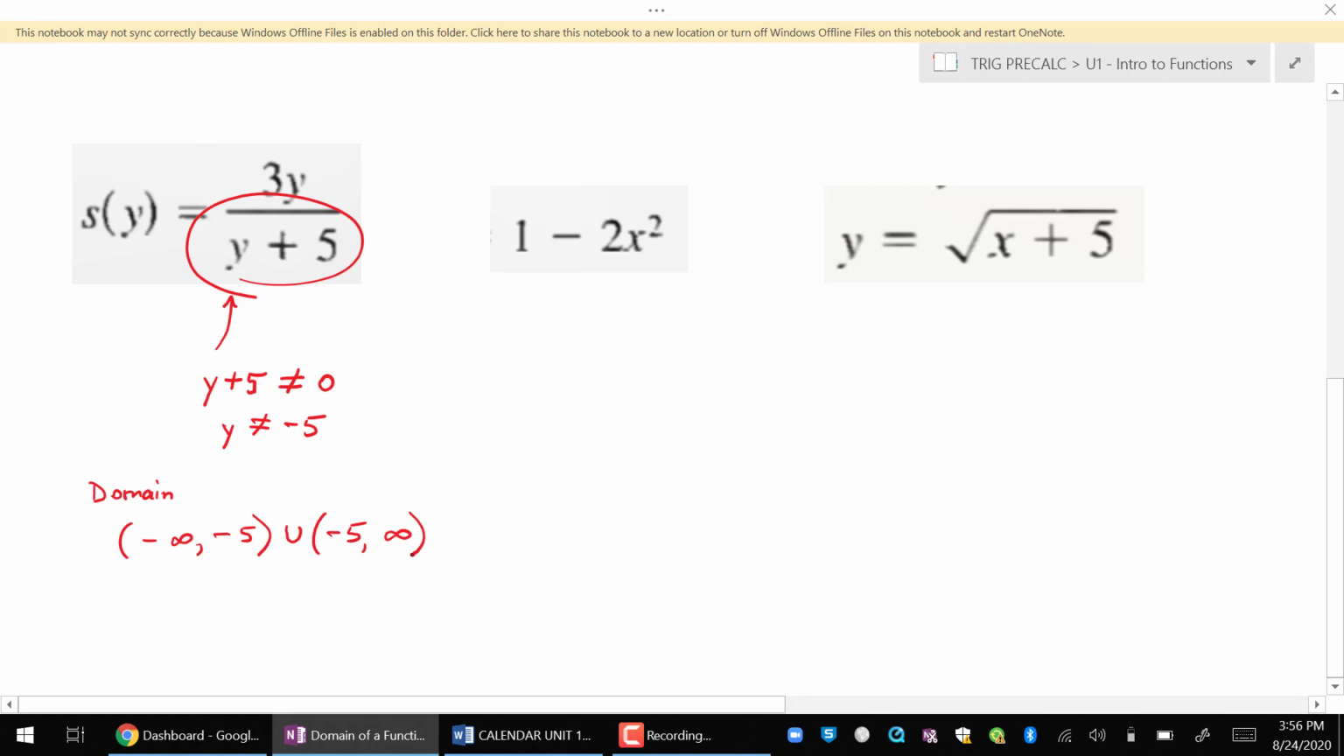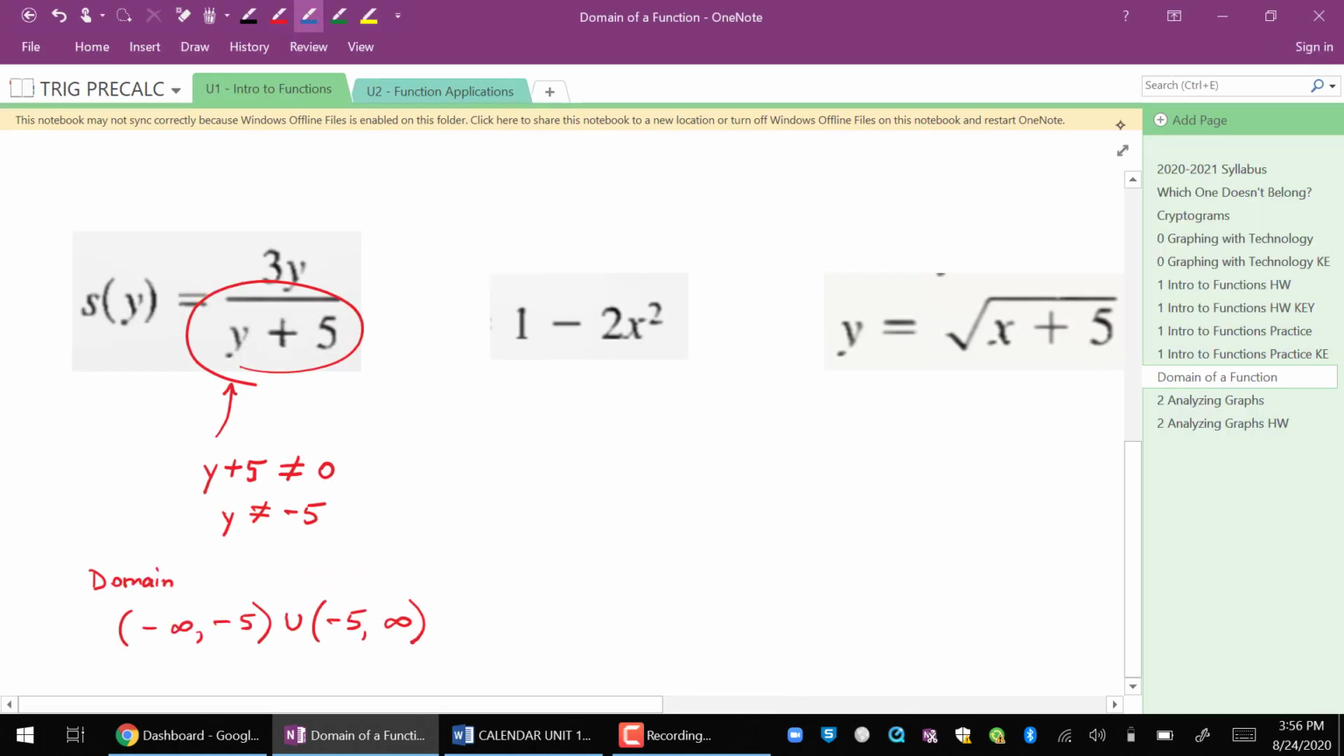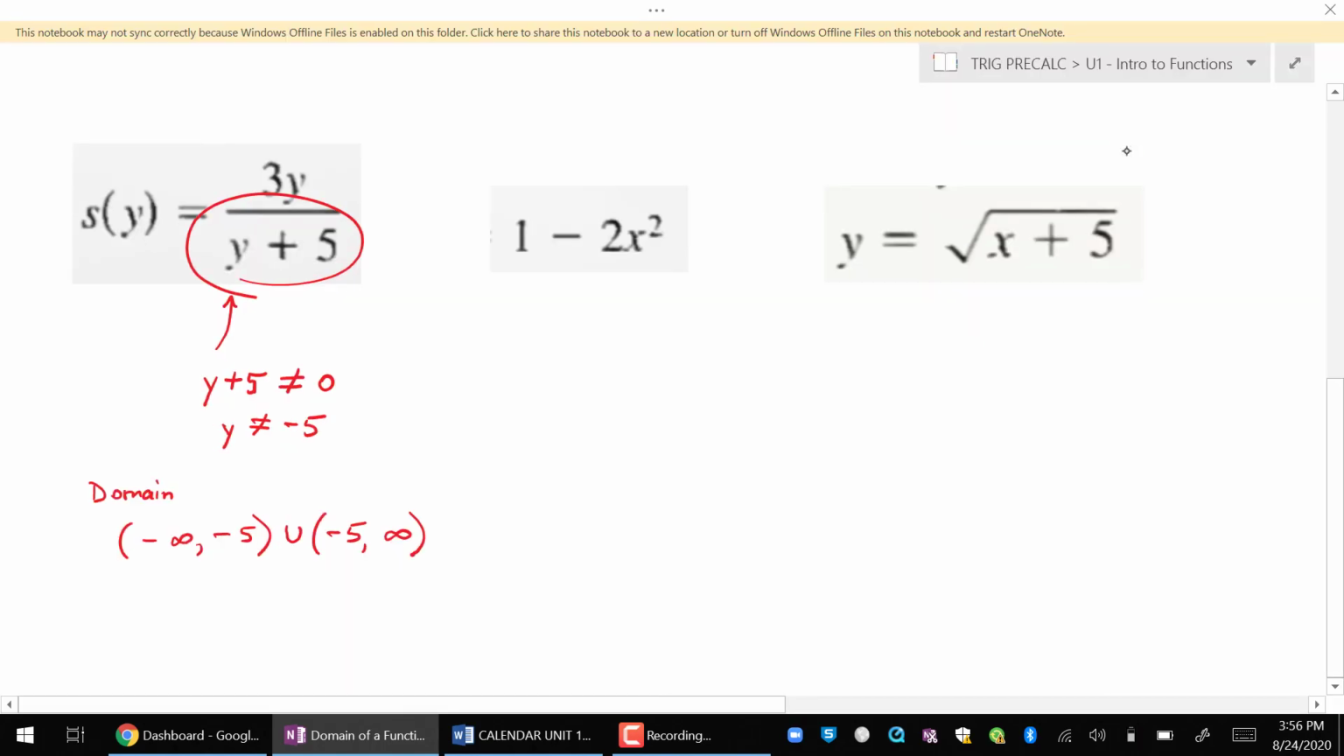The next example over is the expression 1 minus 2x squared. It's a quadratic function, and we are allowed to square any number. There's no fraction in this problem. I have no square root. So here, the domain would be all real numbers, negative infinity to infinity. Sometimes we see a capital bold-faced letter R to represent all real numbers.